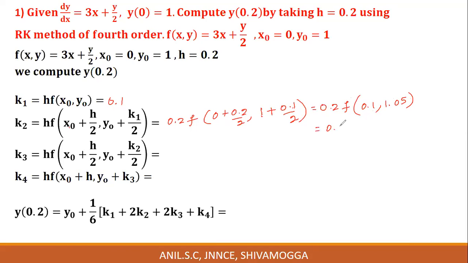This is equal to 0.2 into f of x comma y, defined as 3x plus y by 2. 3 into x, x is 0.1, plus y by 2 is 1.05 divided by 2. Calculate this.